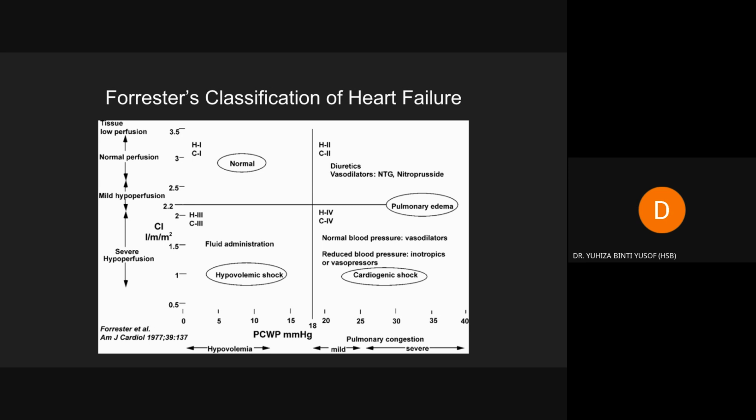But again, it's important not to treat this as an algorithm. You have to think about things that's going on, particularly if you suspect ada right ventricular involvement. This might not apply.